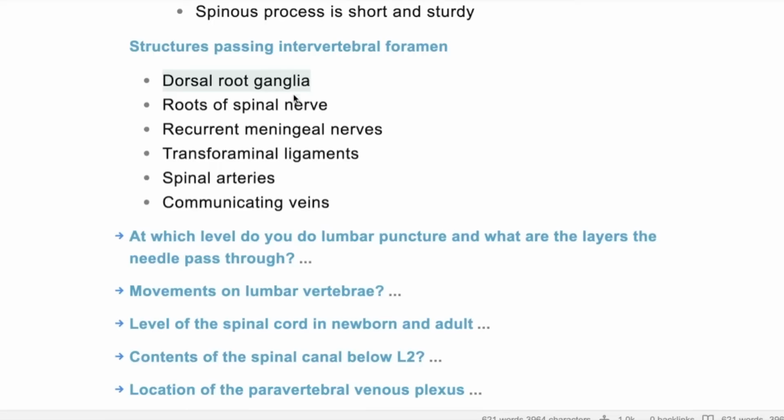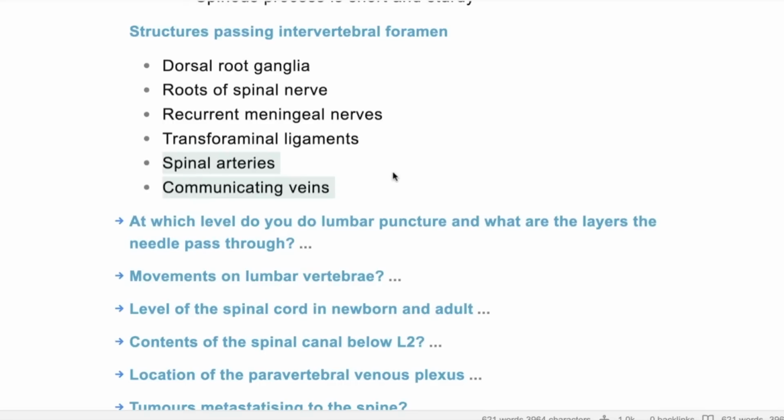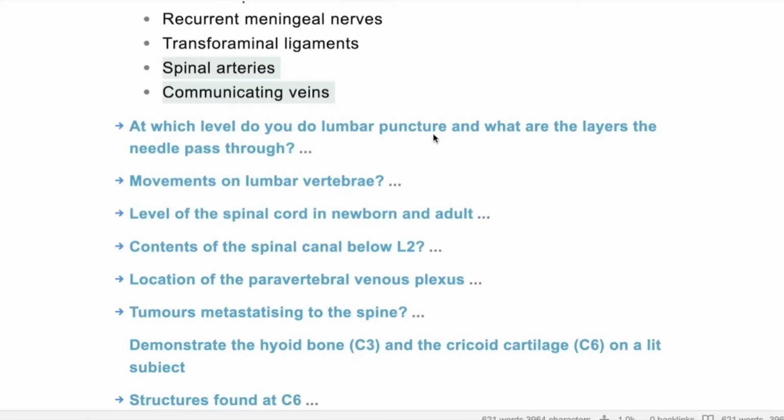Dorsal root ganglia, root of spinal nerve, recurrent meningeal nerve, and these are 3 nerves, right? And then transforaminal ligament and 2 vessels, spinal arteries, and communicating veins between the internal and external venous plexus. Okay? Well, at which level will you do a lumbar puncture? At L4, L5. Okay.